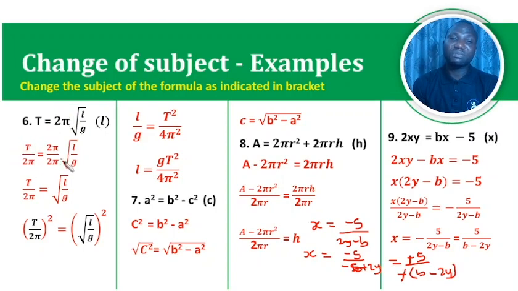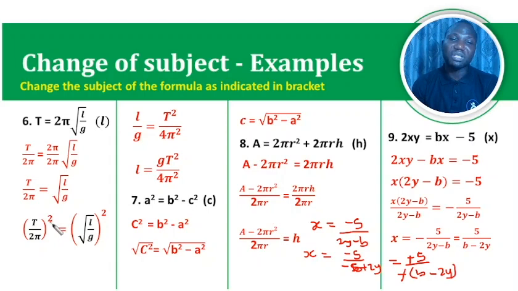So divide both sides by 2 pi. So 2 pi will cancel 2 pi. We'll be left with the square root of L over G equals t over 2 pi. Now look at my subject again. It's still under a root. Remember, what's the inverse operation of square root? That's power of 2. Very good.